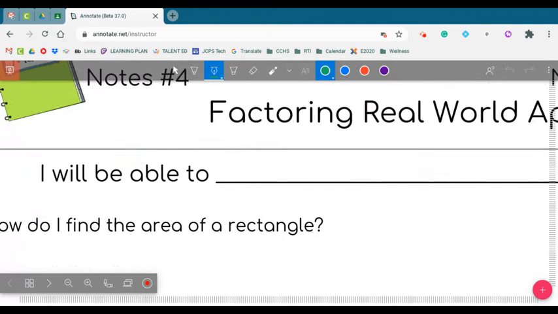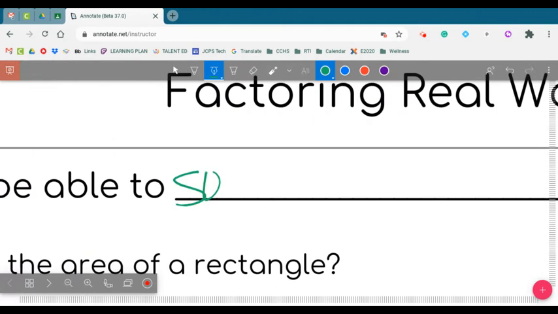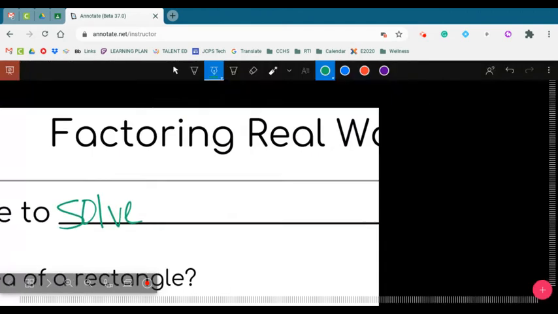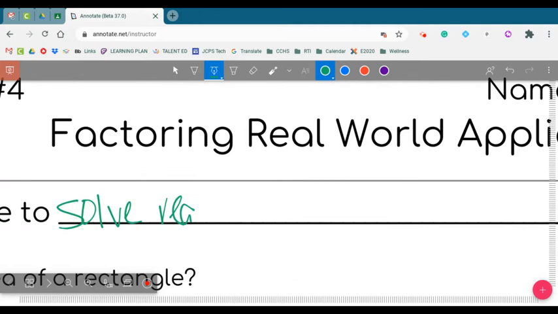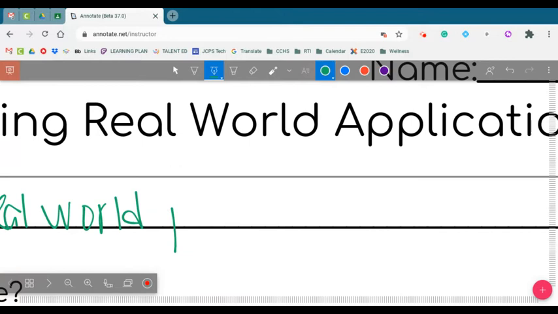So what you will be able to do today is you will be able to solve real-world problems with quadratics.